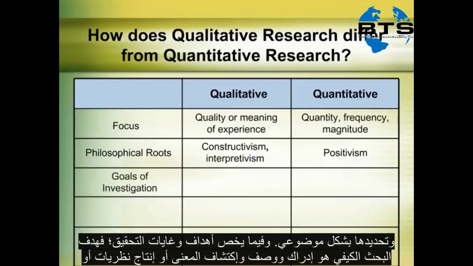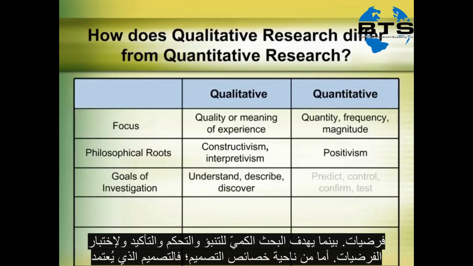Goals of investigation. The goals of qualitative research are to understand, describe, discover meaning, or generate hypotheses or theory. Quantitative research aims to predict, control, confirm, and test hypotheses.